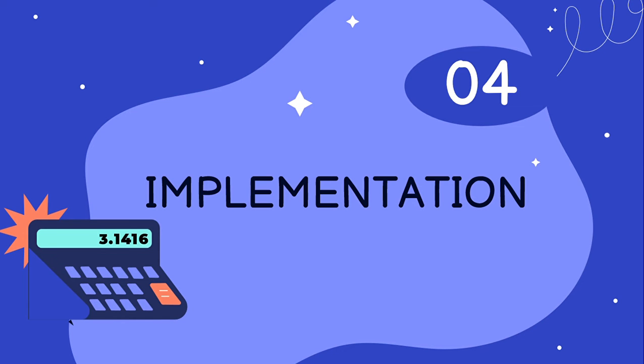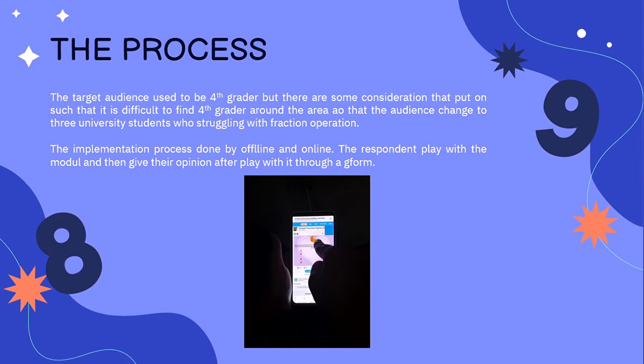And the fourth stage is implementation. The target audience used to be fourth graders, but there were some considerations, such as that it is difficult to find fourth graders around the area, so the audience changed to 3 university students who are struggling with fraction operations. And the implementation process was done offline and online.